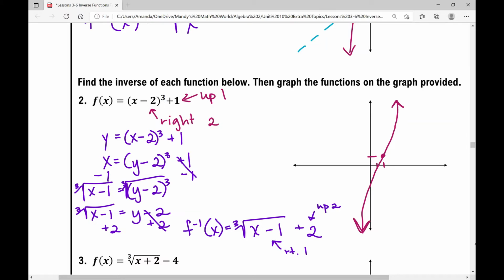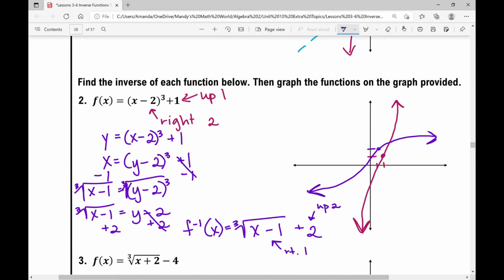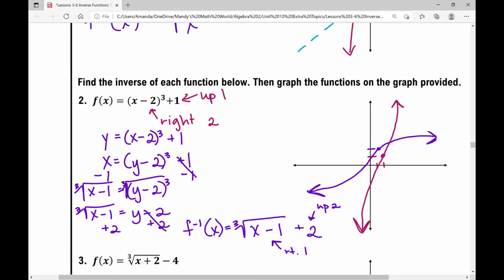So instead of right 2 up 1, I'm going to move it right 1 up 2, and it's going to take this shape right here. It's going to still have the same shape, right? That cube root shape. It goes just like that.